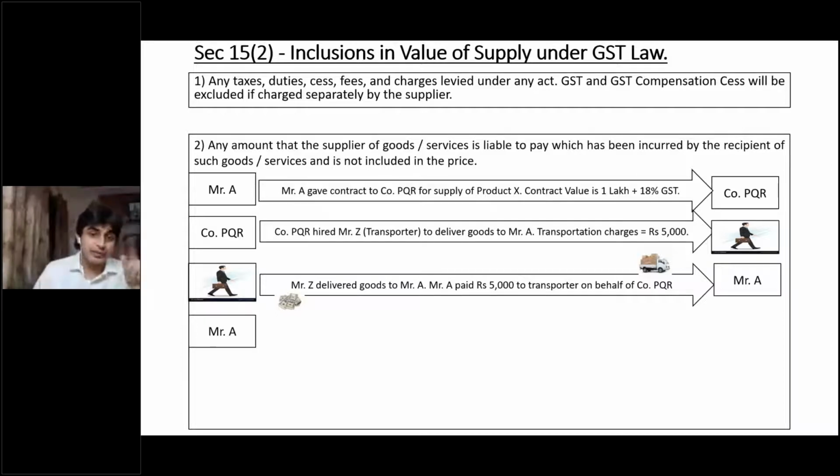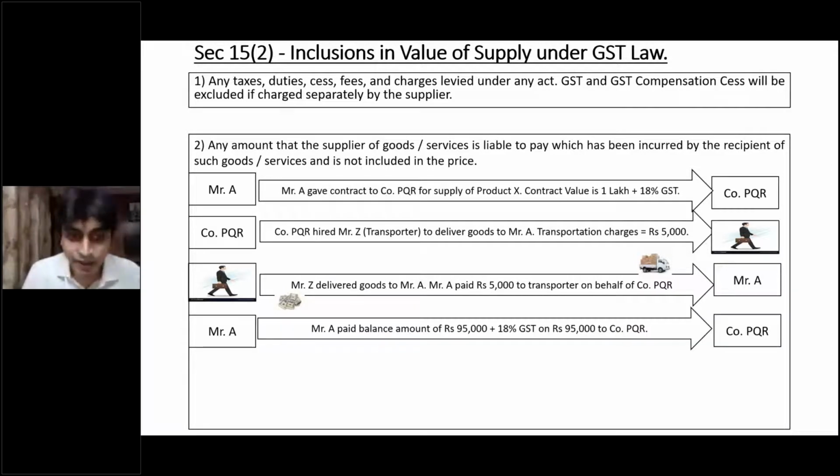Now see this, supplier is smarter. What did supplier do? He prepared a balance amount कि 1 लाख देना था ना, 5,000 मेरे behalf पे आपने दे दिए. So I will charge invoice of only 95,000 plus 18% GST. So this is the problem. Okay, so is this allowed?